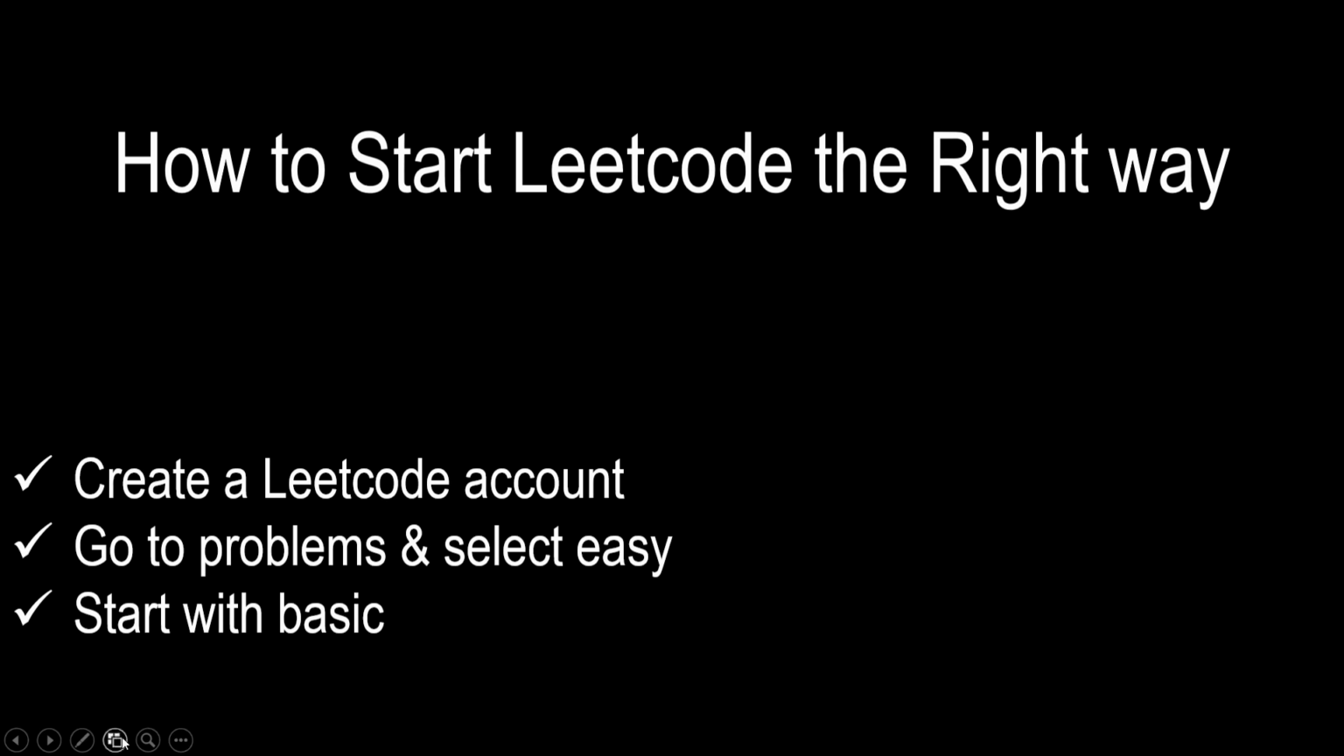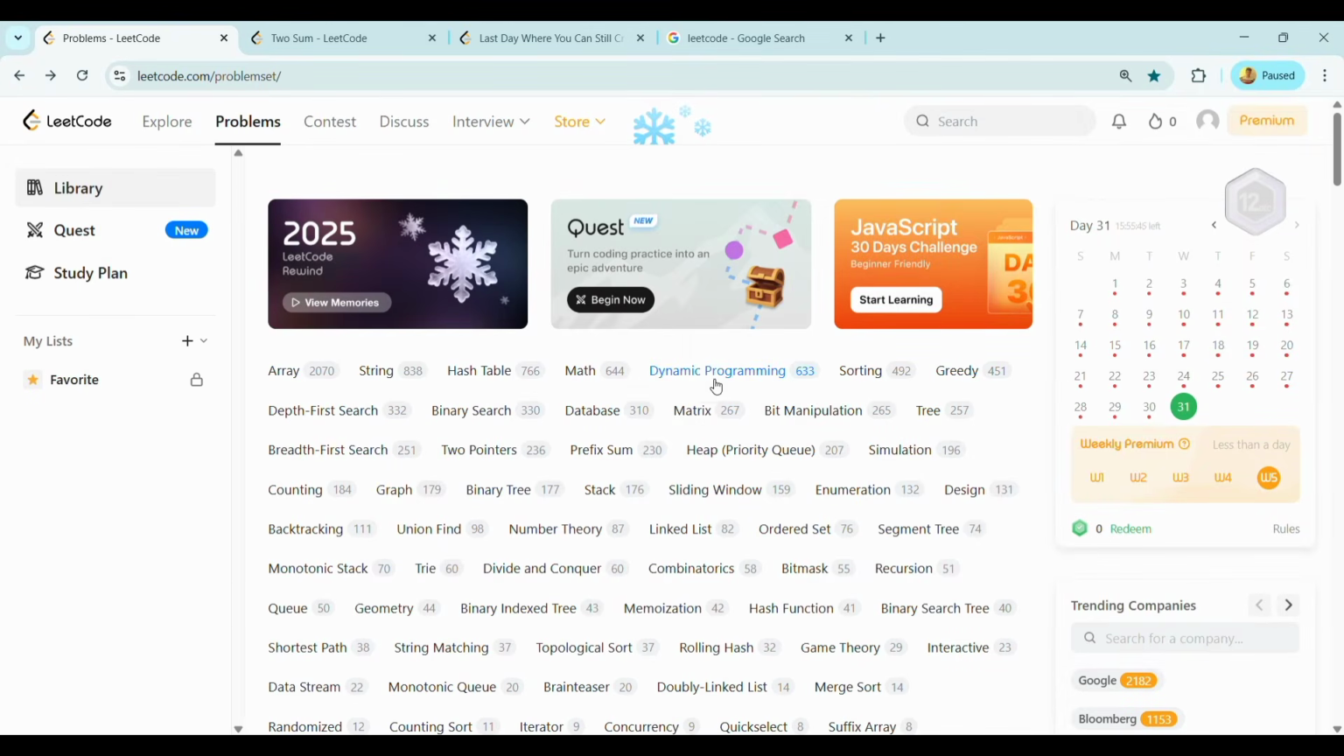Next, we have start with basics. You need to start with the basics like arrays and strings. Here we can see different topics on LeetCode, which are arrays, strings, hash table, binary search, database, and so on. First, we need to start with arrays because they are simple and easy to understand. You can solve the problems on arrays easily.